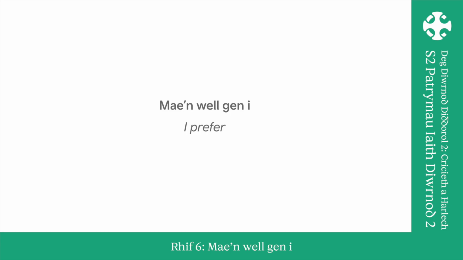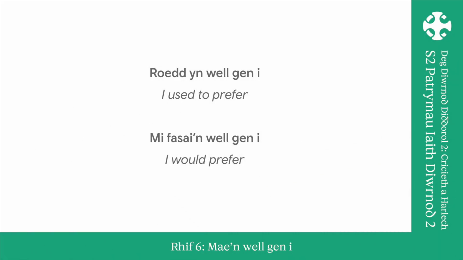However, people's preferences change over time, so the form of bod can also change. Roedd yn well gen i. I used to prefer. Mi fasai'n well gen i. I would prefer.